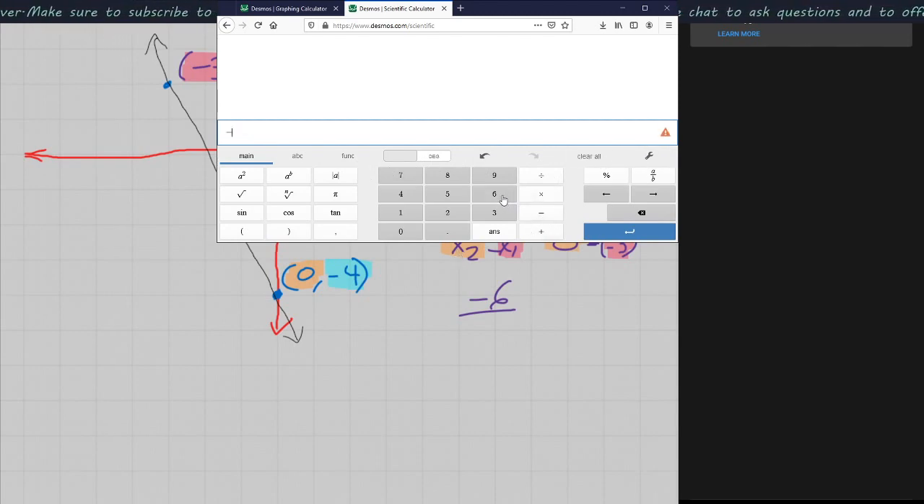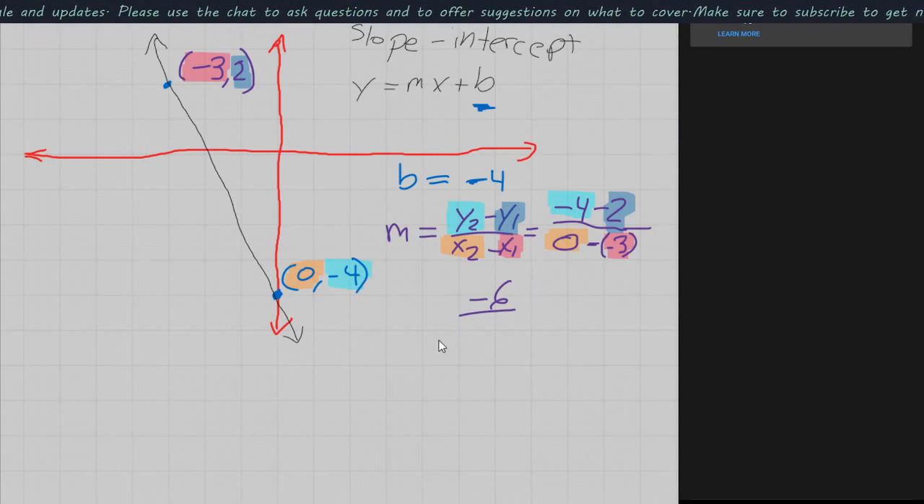Negative 4 minus 2 is your -6, just like how we wrote it. And then we can try the next one. So 0 minus -3.